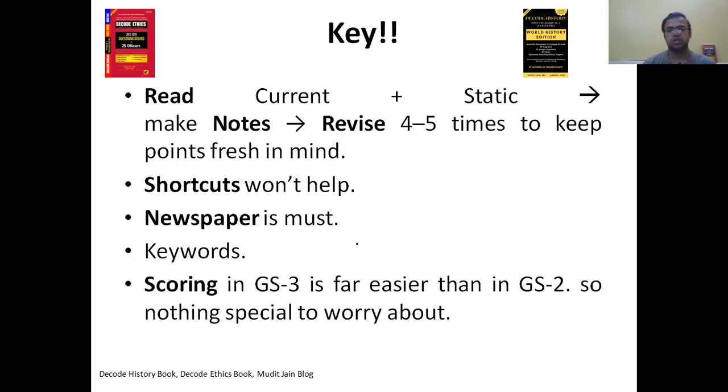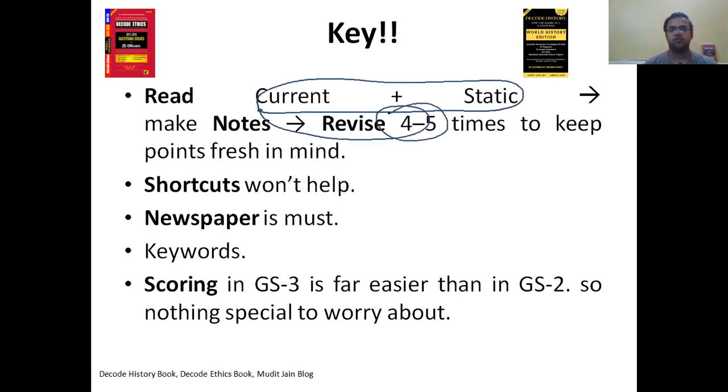So the keys to success are the same as I told you in the previous video session, that you have to read and make notes of current and static and revise them 4 or 5 times. Only if you are able to revise them this many times, then the points will be on your tips. You won't have to think much while writing the answer, and your answer would be multidimensional, and then only you will be able to score say 450 plus in GS, and this will reduce a lot of pressure from your shoulders as far as the interview is concerned.